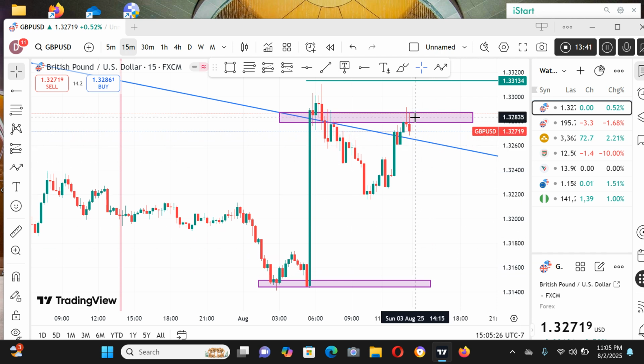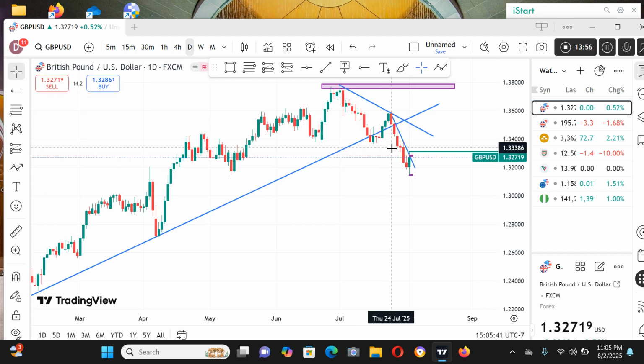So we wait patiently. For you to become profitable in trading, it's not that whenever you see the market moving, you just enter. No, you have to be sure of what you are doing. In this case, we have analyzed the market from the daily, and we have seen that the market has broken our trend line on the daily time frame, retraced, and is aggressively going down. It has also formed the double top, because this is the first top, this is the second top.